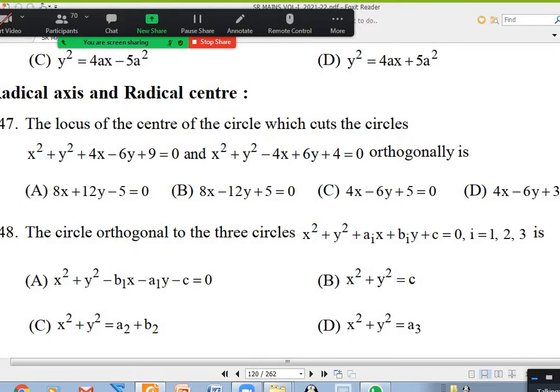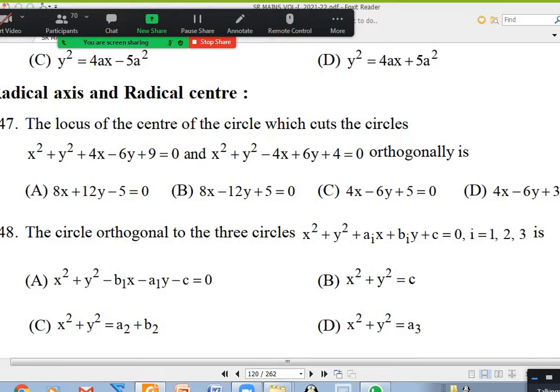Or even if you take all the 3 circles and subtract 2 circles, the radical axis will come (A1 - A2)x + (B1 - B2)y = 0. Another time, (A2 - A3)x + (B2 - B3)y = 0. There is no constant in the radical axis, so the radical center is origin. And from origin, the length of the tangent to the circle is root C. So that's why it is x² + y² = (root C)². Is it okay? 148? Yes, sir.